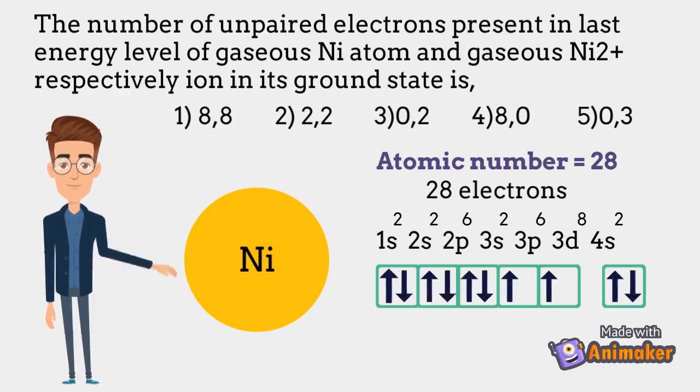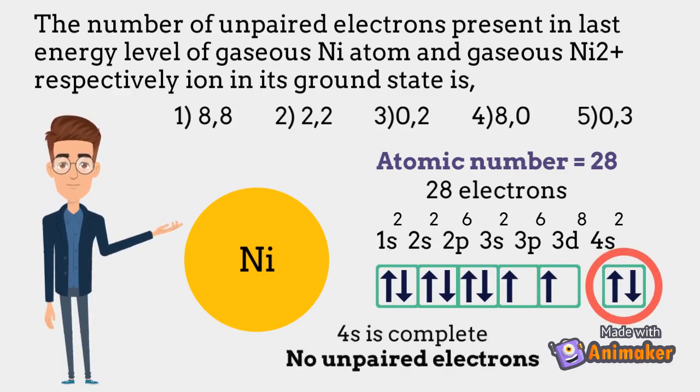Now let's draw the orbital diagram. The fourth energy level is the last energy level of the nickel atom. It has 4s and 4s is completely filled by 2 electrons. So our answer must be 3 or 5.